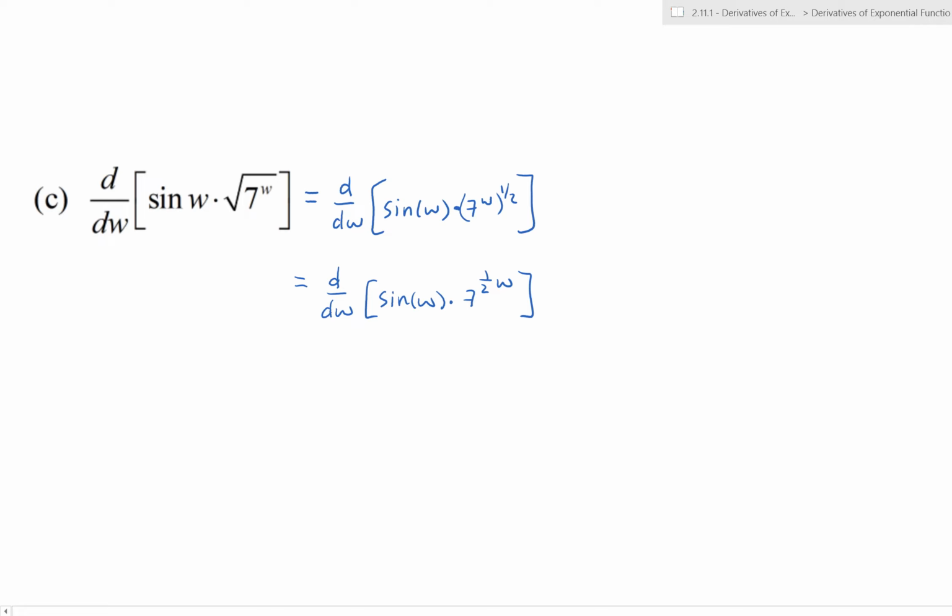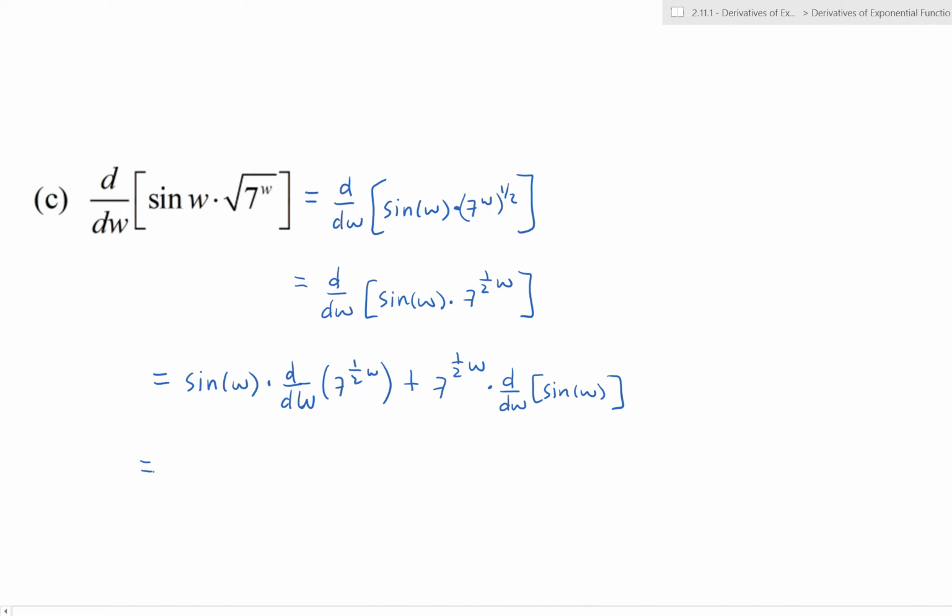Now, having done that, let's go ahead and apply our product rule here. So product rule says this is going to be sine of w times the derivative with respect to w of 7 to the 1/2 w power plus 7 to the power 1/2 w times the derivative with respect to w of sine of w. There's my product rule step.